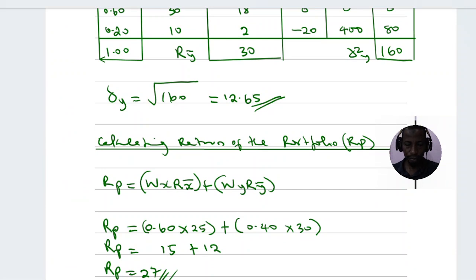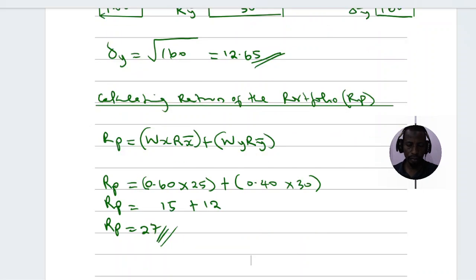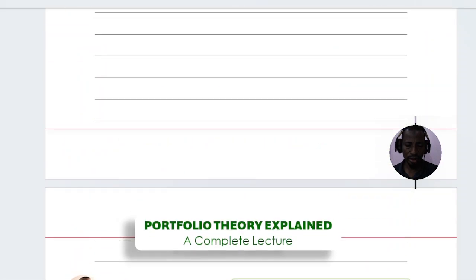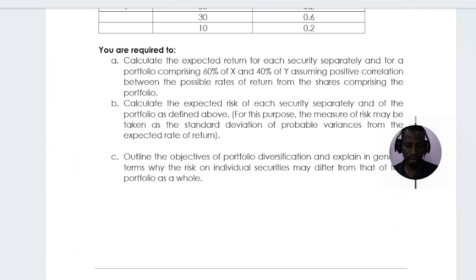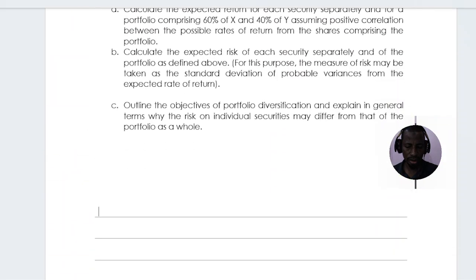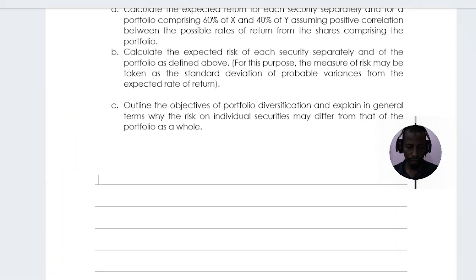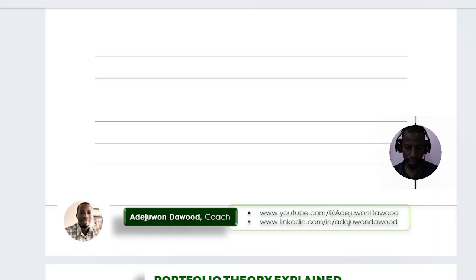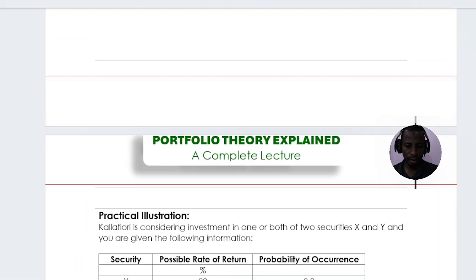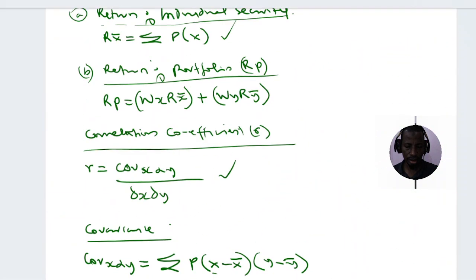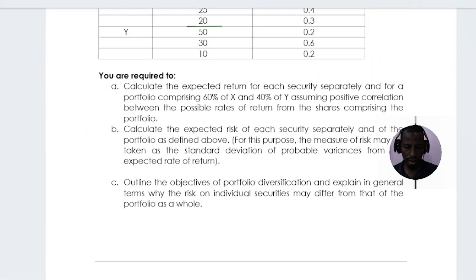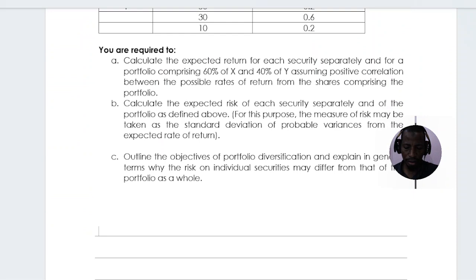Okay. Let's see the C part of the question. So let's quickly look at the C part of the question. In the C requirement of the question, you are to outline the objectives of portfolio diversification and explain in general terms why the risk of individual security may differ from that of the portfolio as a whole.